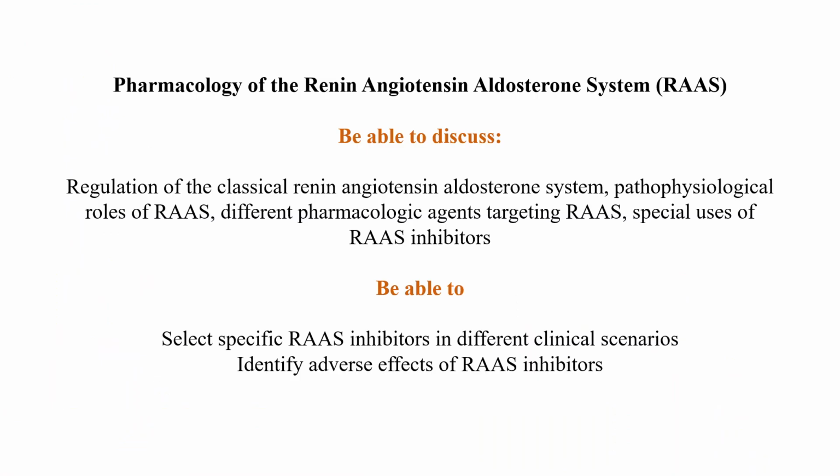After watching this video, you should be able to discuss the regulation of the classical renin-angiotensin-aldosterone system, pathophysiological roles of RAS, different pharmacologic agents targeting RAS, and special uses of RAS inhibitors. You should also be able to select specific RAS inhibitors in different clinical scenarios and identify adverse effects of RAS inhibitors.